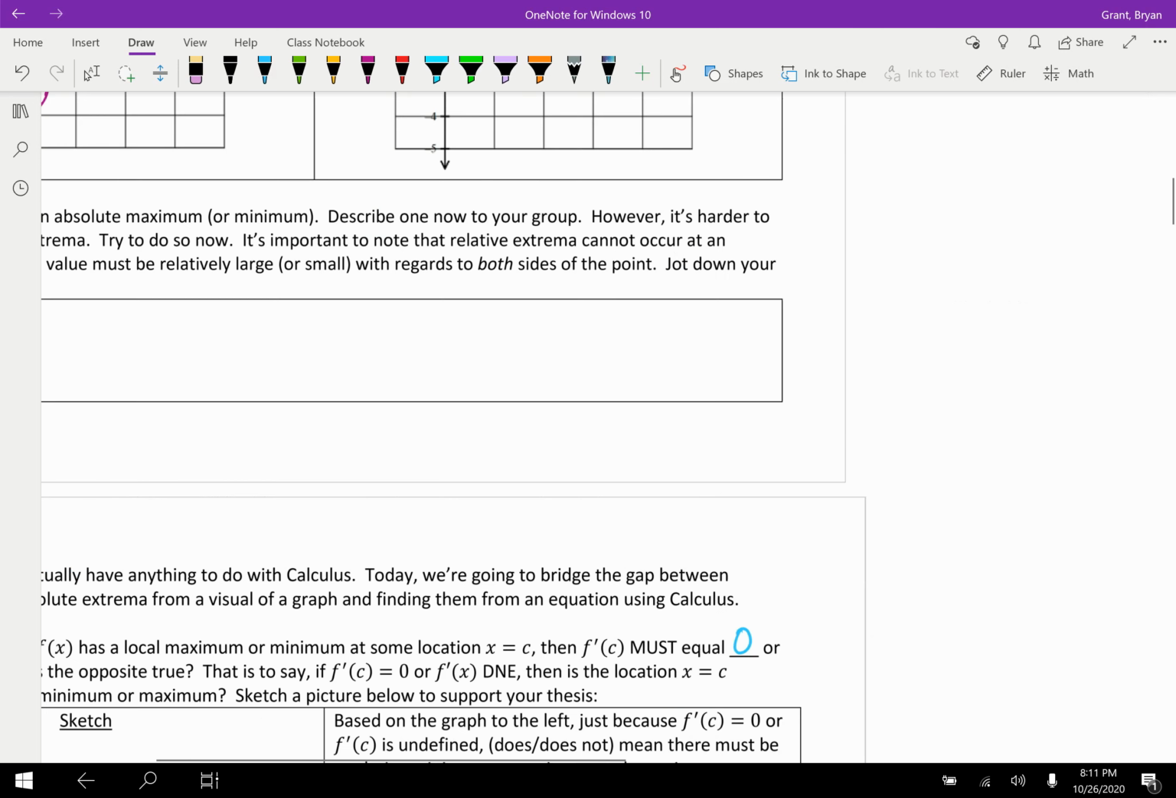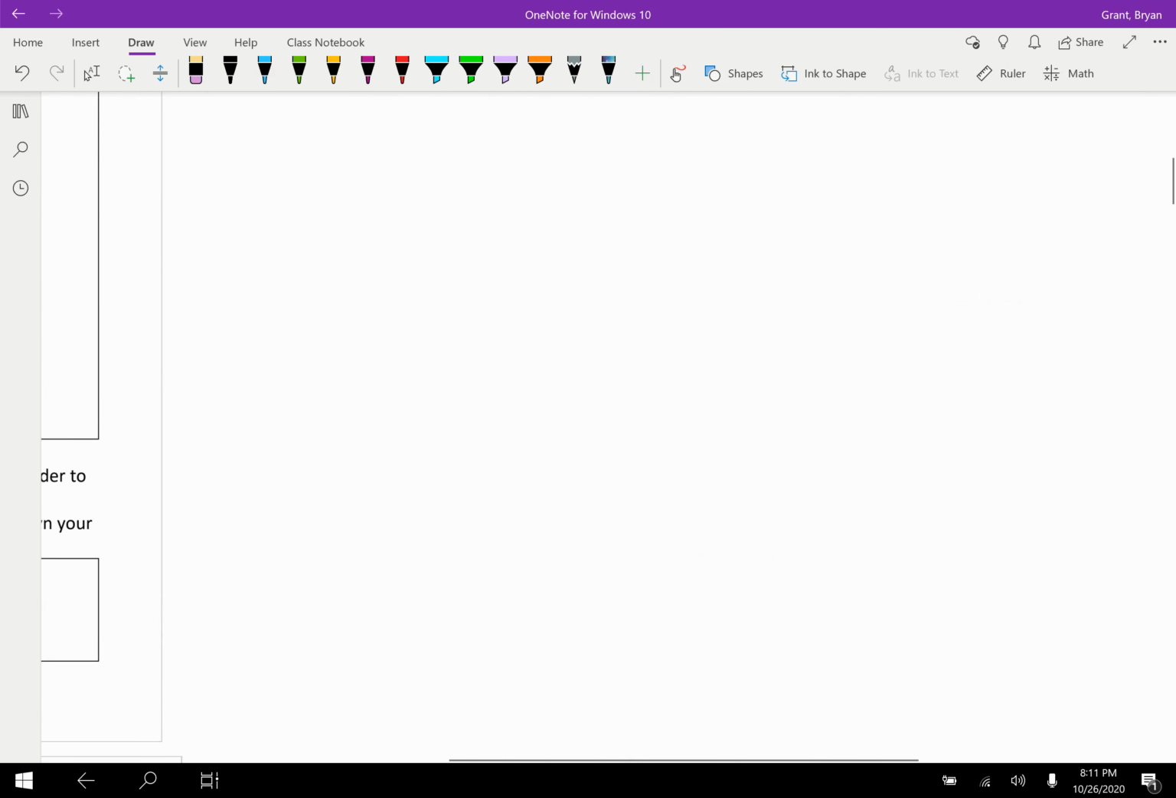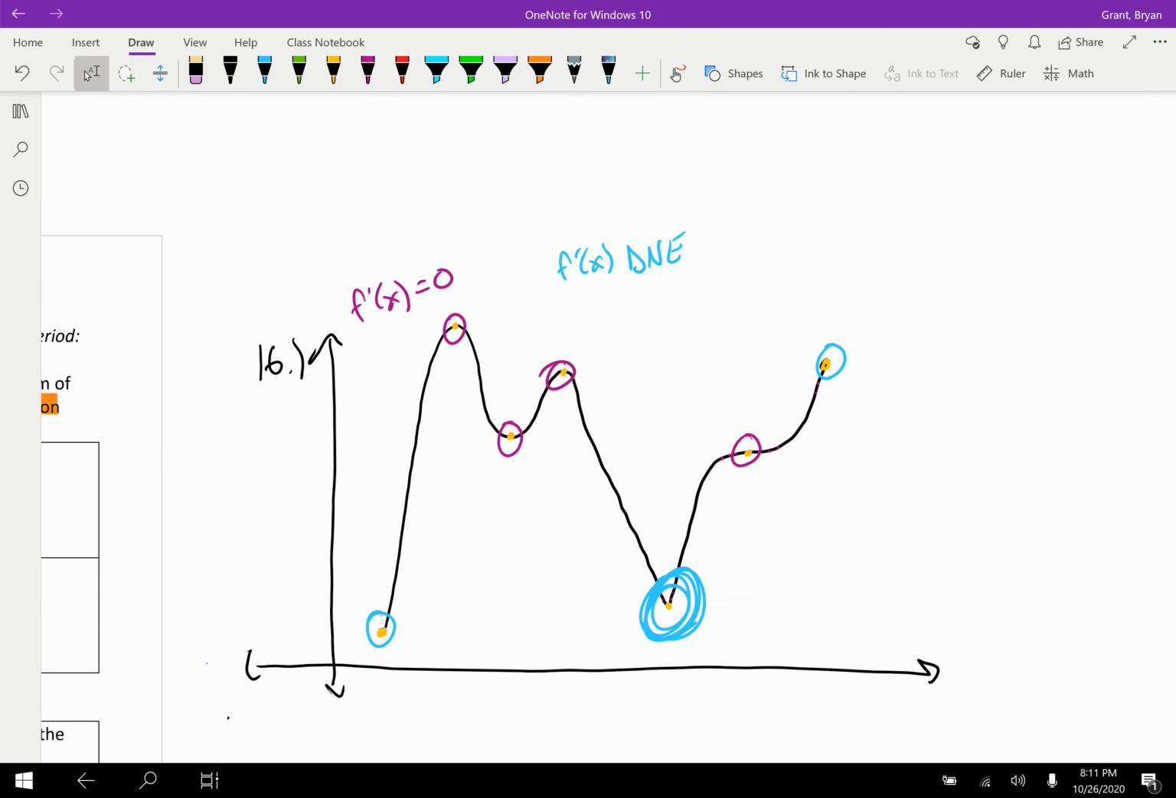Okay, well, we go back up here, and we'll erase these confusing pieces and I'll keep my colors going. F prime is 0 in 1, 2, 3, 4 spots, and f prime does not exist at this spot down here. So I see 5 places where f prime is 0 or does not exist. Are all 5 of those relative maxes or mins? This point is not. So it seems like the reverse of that is not true.